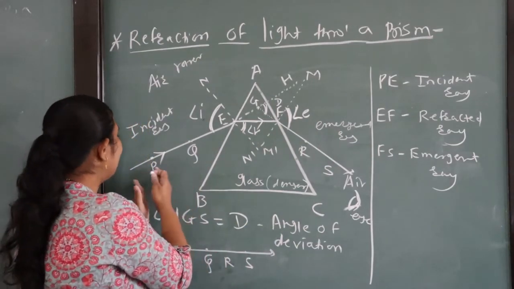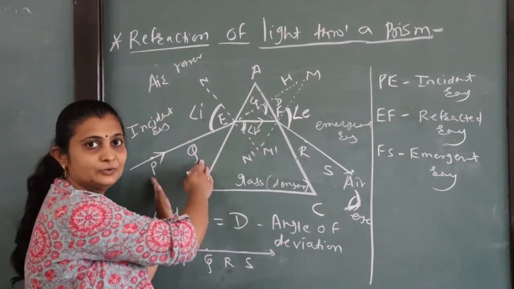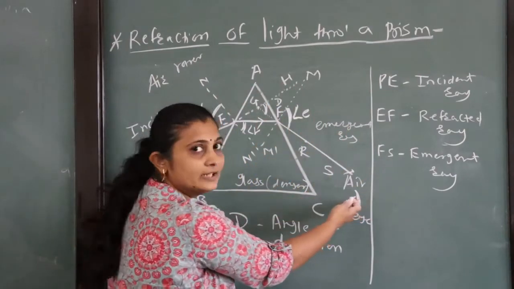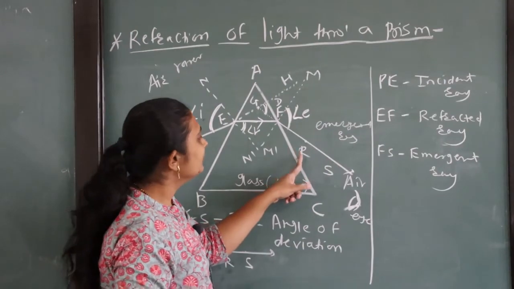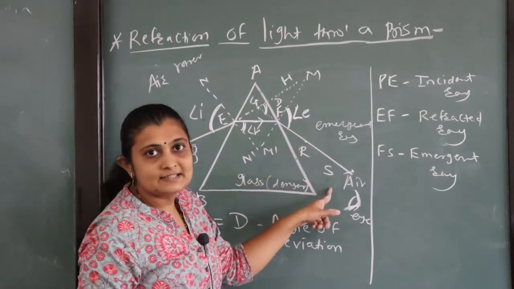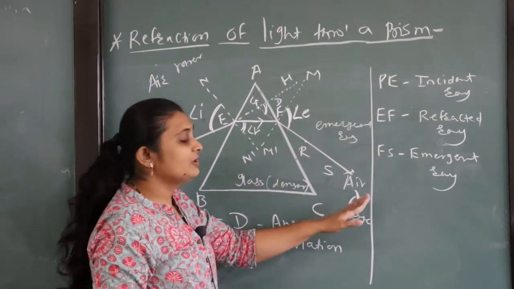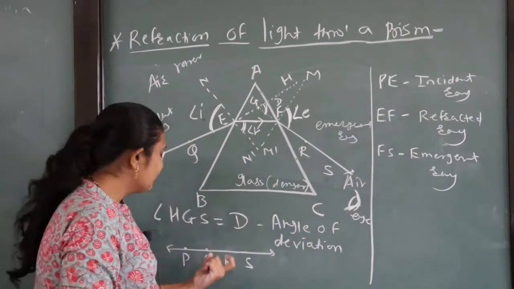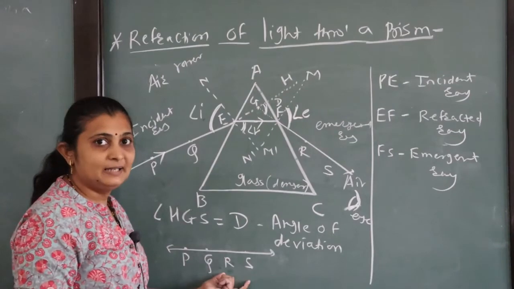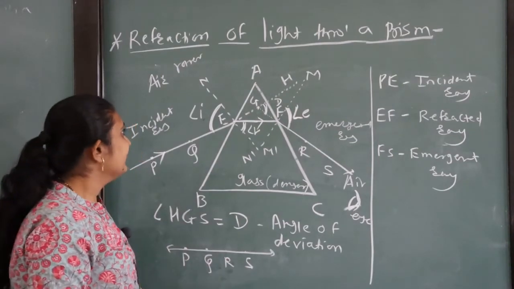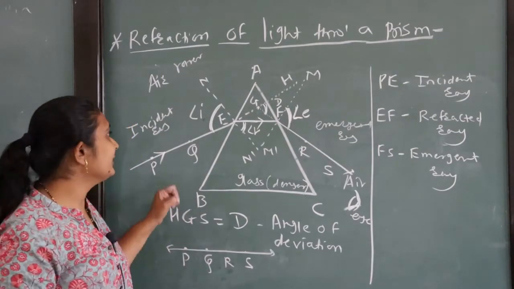First of all, you keep these 2 pins P and Q and observe from the other side of the prism, and again you put 2 pins, R and S, from this side, and if you observe from this side, then all the 4 pins P, Q, R, S lie on the same line. Understood? Now this diagram is very important.